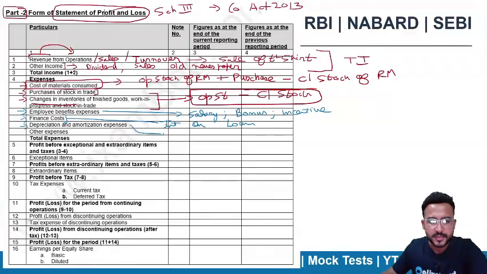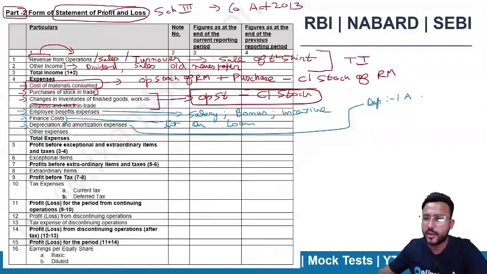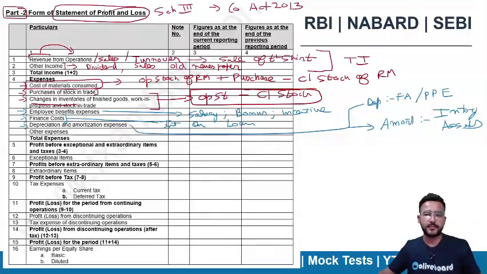So do remember that depreciation is for fixed assets, or I can call it as property, plant and equipment. And amortization is for intangible assets. Okay, do remember that.